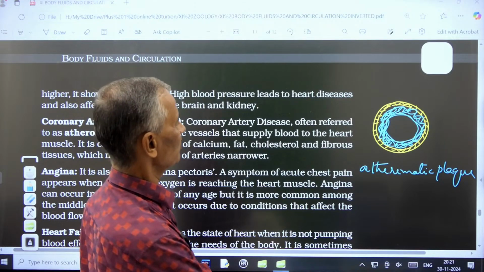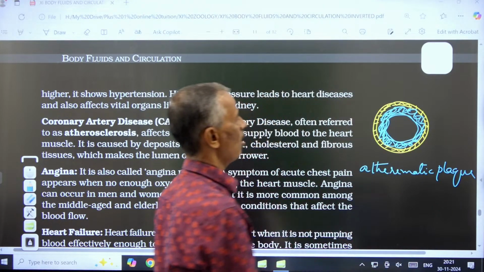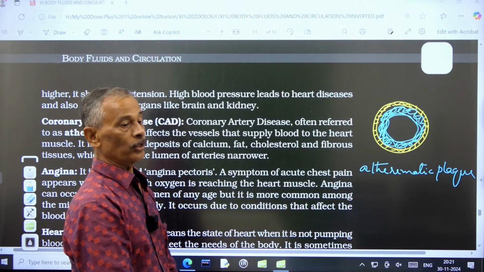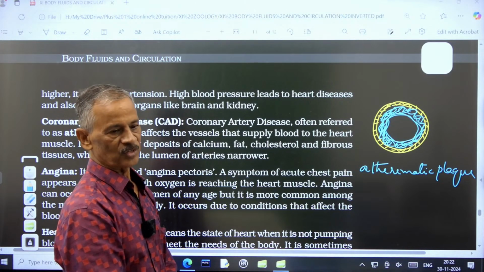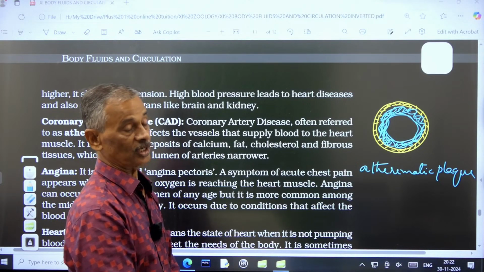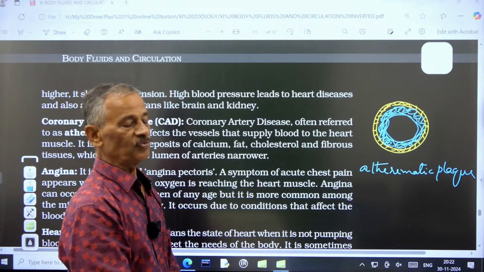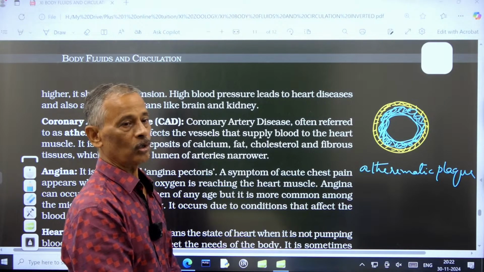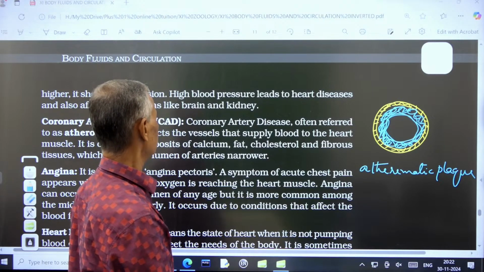The main reason is that you are having atherosclerotic plaques on the walls of the coronary artery that is supplying blood. So because of the plaque, the lumen is reduced. So less oxygenated blood is flowing through the coronary artery. So a sufficient amount of oxygen is not available to the coronary muscles.